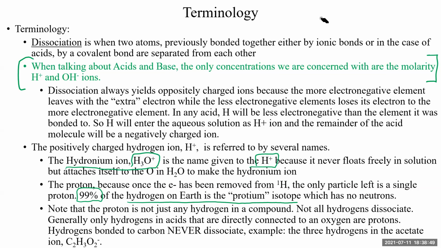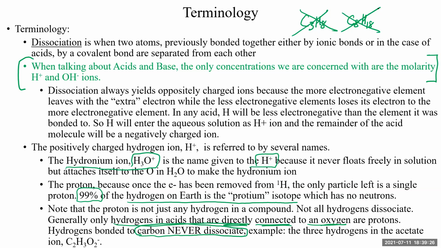And I mentioned this here, so just again, generally only hydrogens in acids that are directly connected to an oxygen or a halogen are protons. Hydrogens bonded to carbon never dissociate. So all of those hydrocarbons where we have C3H8 or octane C8H18, those 18 hydrogens and those 8 hydrogens, they are not acidic. These are not acids. So be careful about that.